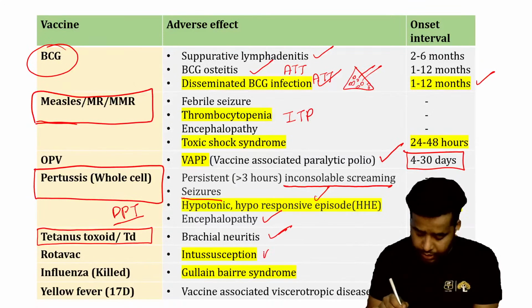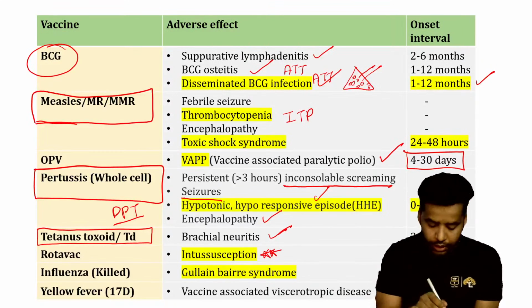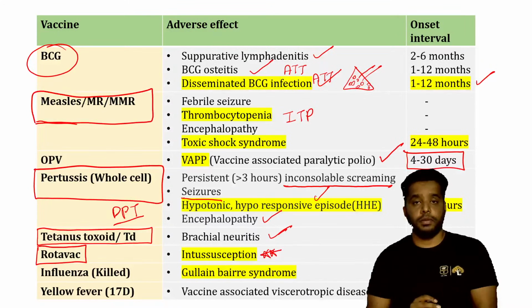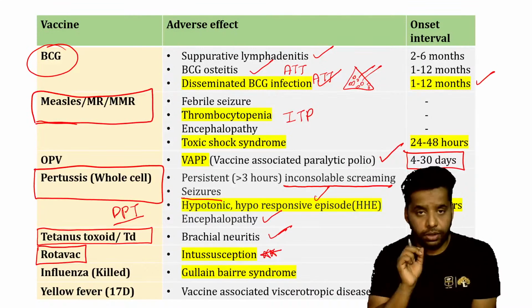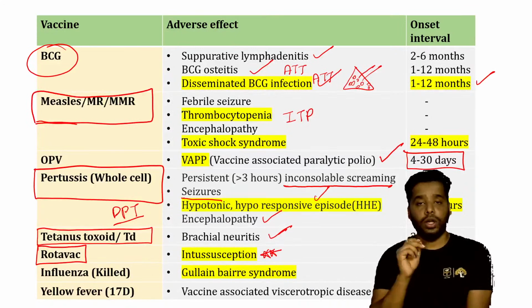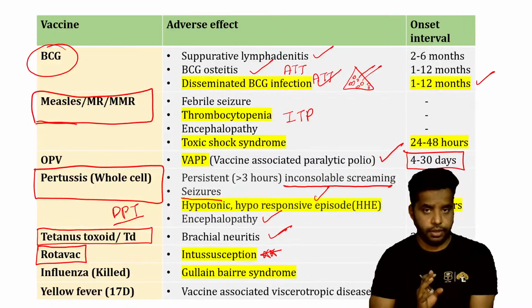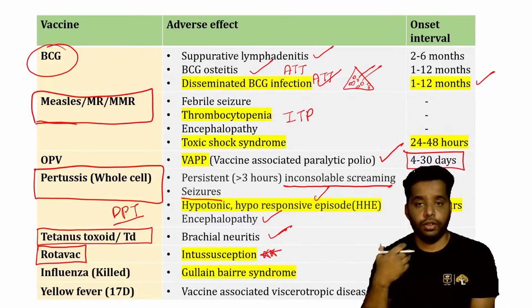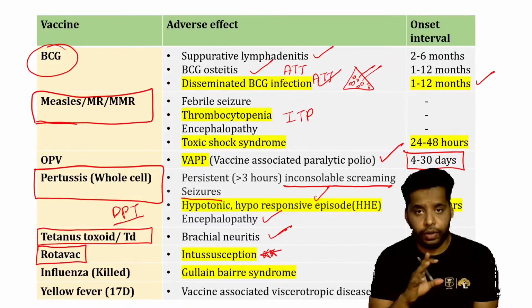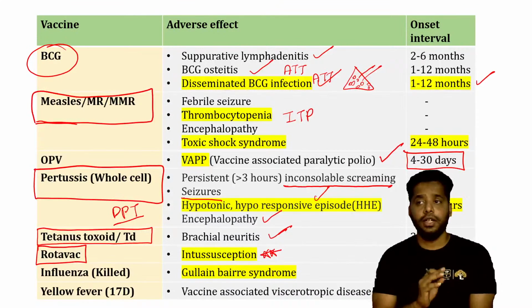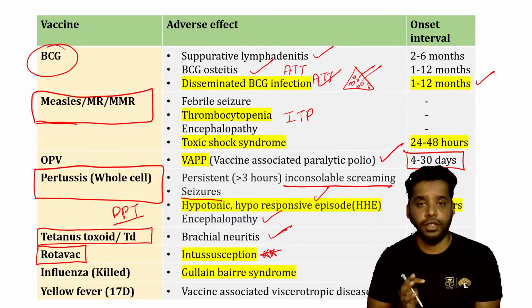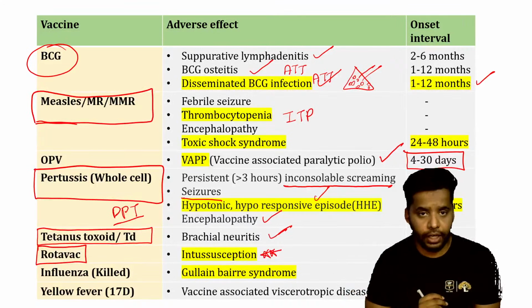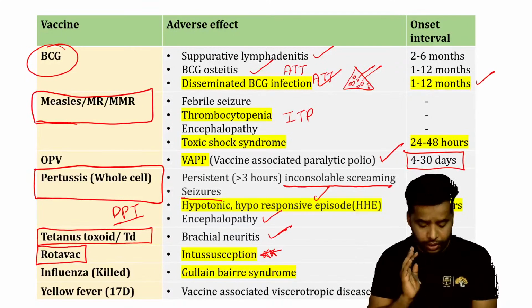Rotavac, repeatedly asked question, intussusception. Rotavac side effect is also intussusception. At the same time, contraindication is also intussusception. Any child with a history of abdominal surgery, Rotavac is contraindicated. They will mention a child with a history of abdominal surgery, what vaccine is contraindicated? Your answer will be Rotavac.